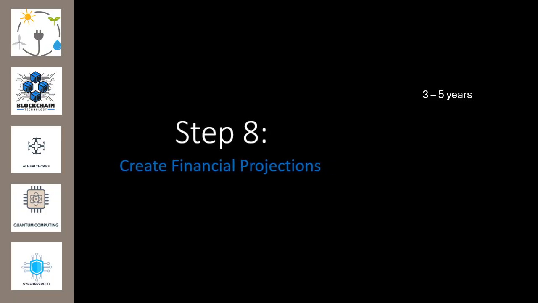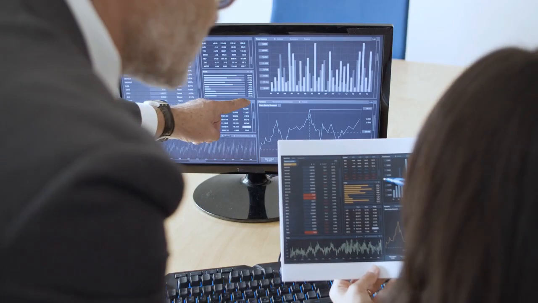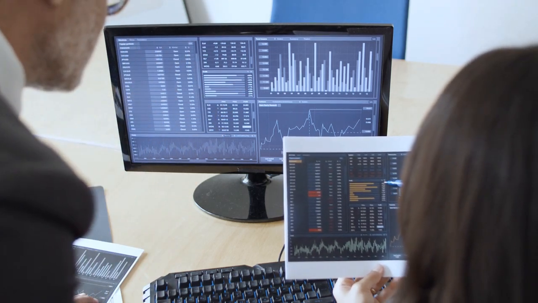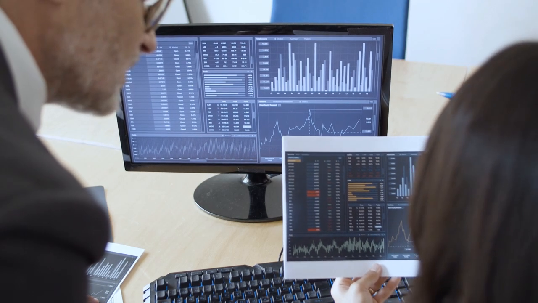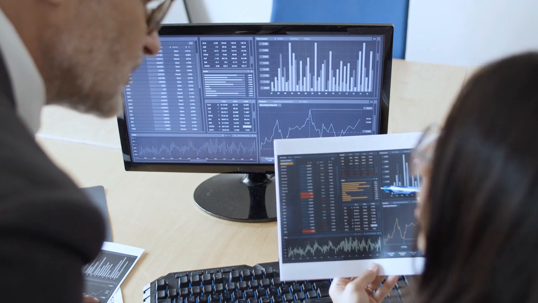Your financial projections show the potential for profitability. Include revenue forecasts, startup costs, operating expenses, and profit margins. For example, if you expect 30% year-over-year growth in blockchain technology, ensure your projections reflect this. Perform sensitivity analysis to prepare for different scenarios. This will help you identify key financial milestones and funding needs.